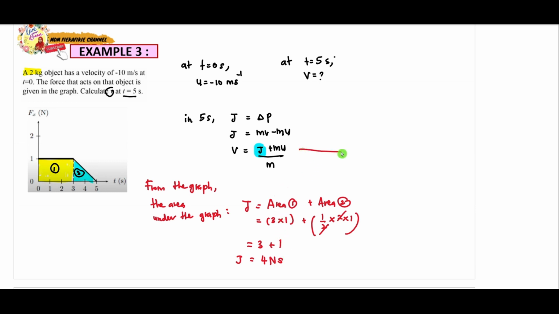Okay, so now we can substitute in this equation where v is equal to J, 4, plus the mass is given 2, initial velocity is given negative 10, over the mass equal to 2. Therefore, v is equal to negative 8 meter per second. Okay, so we get the answer for question number 3.